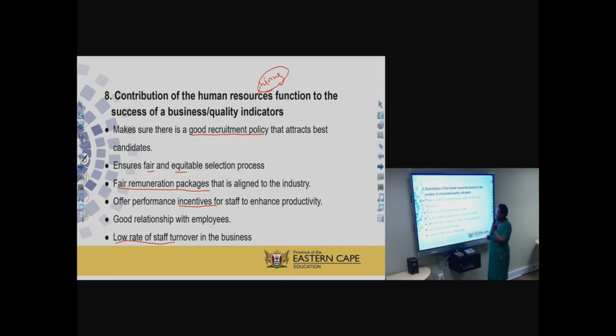If that rate is high, it is bad. So we will have staff that is motivated, staff that is loyal, who will remain with the employer and stay longer with the business. So for this function to perform, there should be a low staff turnover rate. If there is a high rate of staff turnover, it means the business is not performing. That one is not a quality indicator.